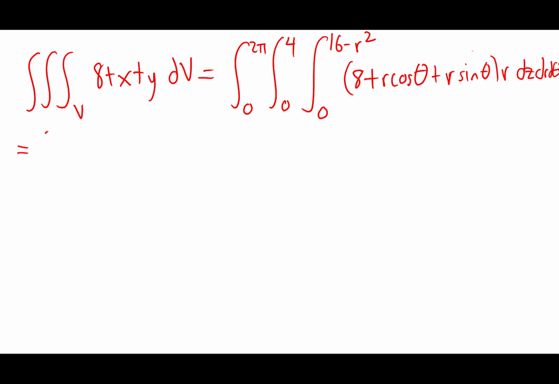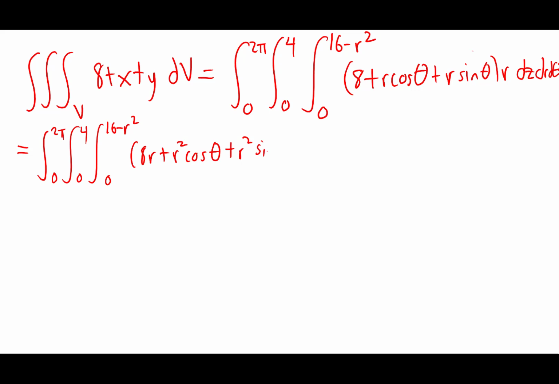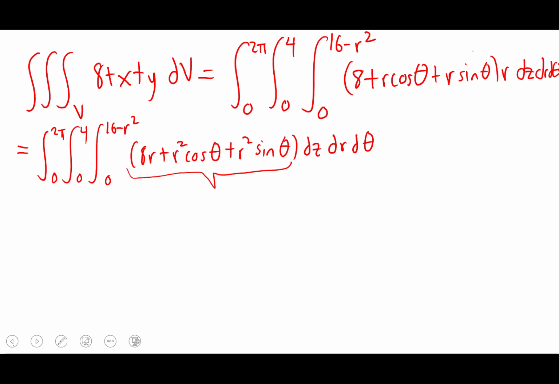All right, so this triple integral, 2 pi, 0, 4, 0, 16 minus r squared, 0. So I'm going to go ahead and distribute r. Okay, dz, dr, d theta. Oops. Okay. So now, if we integrate with respect to z, notice that this would technically be a constant, right? So if we integrate with respect to z, all we're going to get is, oh, PowerPoint. Why are you doing that to me?